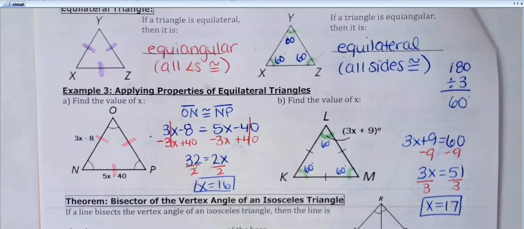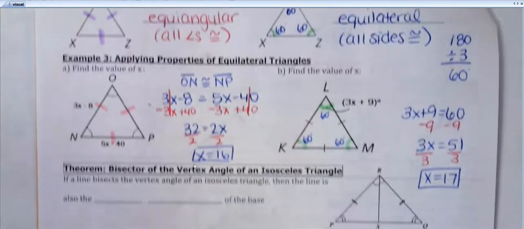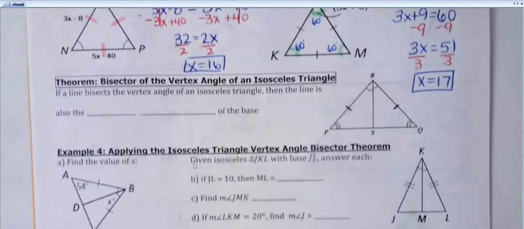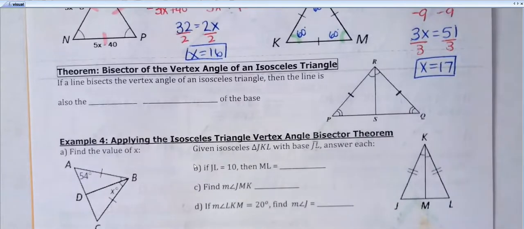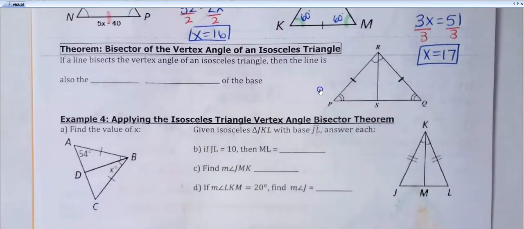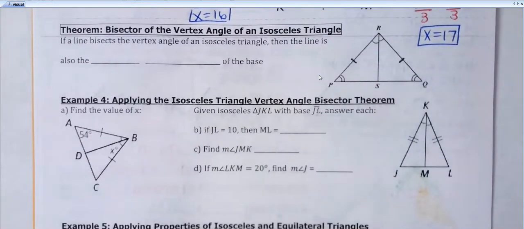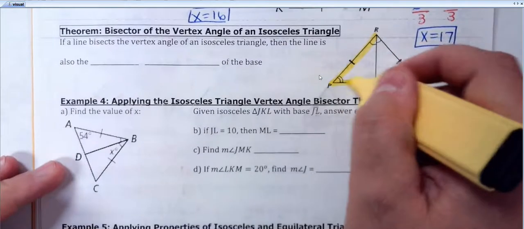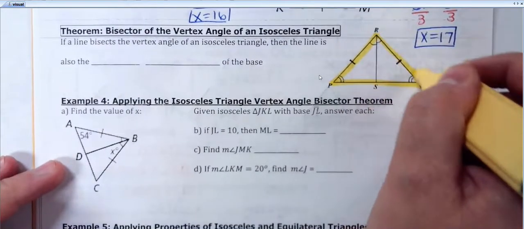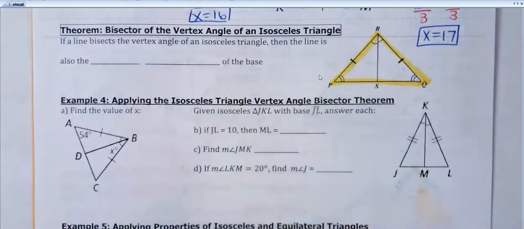Okay, I'm going to switch back. I'm going to give you one more property for isosceles triangles here, and then I'm going to put everything together at the bottom. All right, so this is a lot in this diagram. The overall triangle here, I'm just going to outline it real quick with my highlighter. PRQ, that whole triangle, is an isosceles triangle.